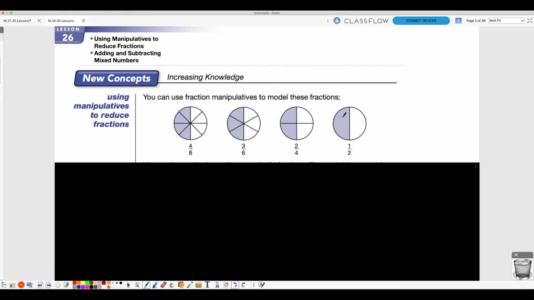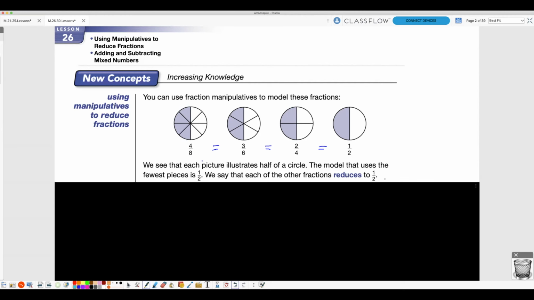1/2 is the reduced form. It's what happens when you simplify or express fractions in lowest terms. So 4/8 is the same as 3/6, is the same as 2/4, is the same as 1/2. They equal the exact same amount. You can see all equal 1/2 of the whole circle. We see that each picture illustrates half of a circle. The model that uses the fewest pieces is 1/2. We say that each of the other fractions reduces to 1/2.